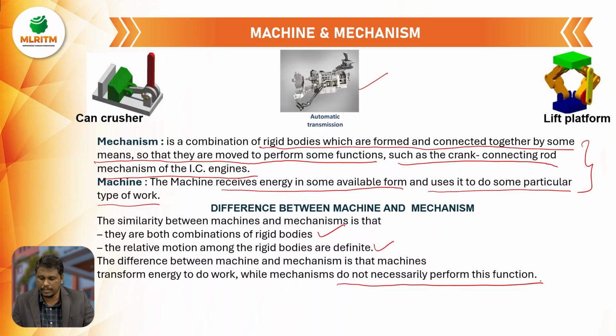That is what I said initially. A mechanism doesn't have to give any useful work, but it can make some motion. That is sufficient for a mechanism. But a machine is not like that. It should give some useful work, because we are giving the energy, so it has to convert it into some useful work.